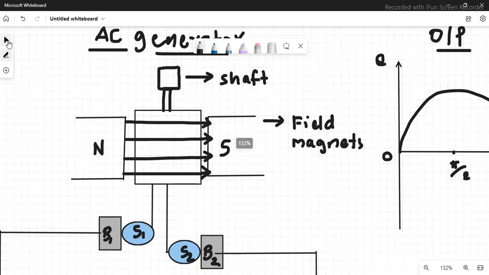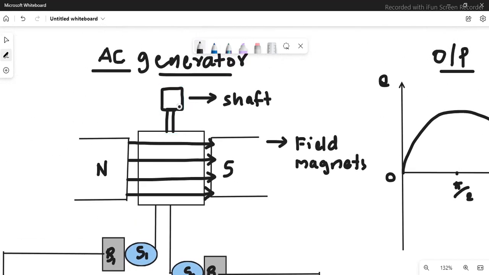So, basically, this AC generator consists of a rotating shaft which is connected to a rectangular armature coil. By armature coil, we mean a coil which is rectangular in shape, wound on a hollow rectangular frame. This armature coil is placed in between two strong field magnets marked as north and south. We place the strong field magnets on either side in order to produce a uniform magnetic field. And this uniform magnetic field is strong.